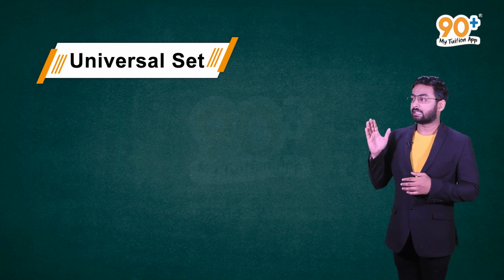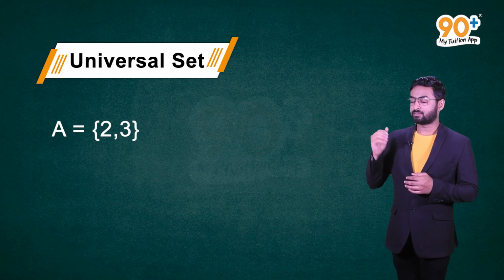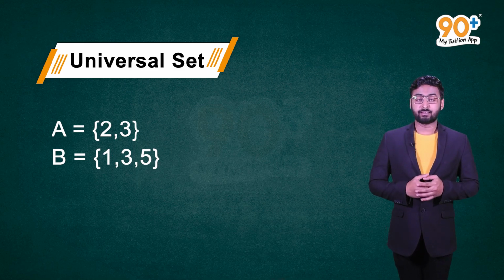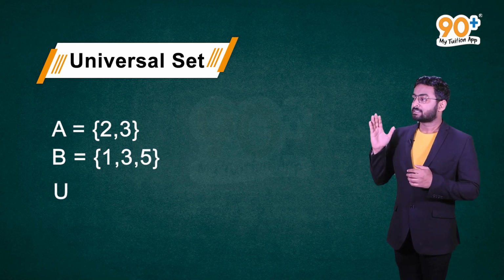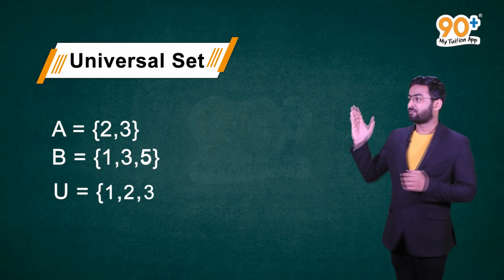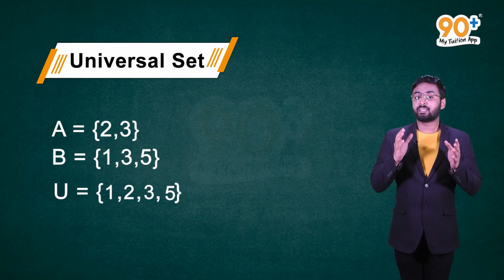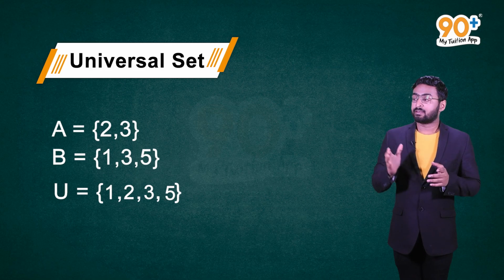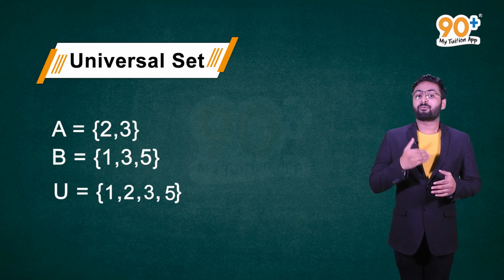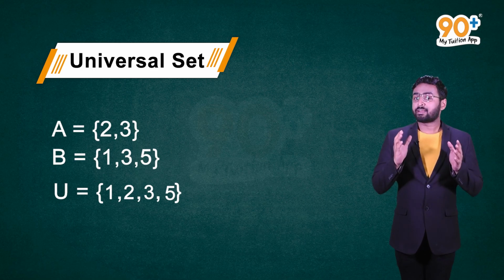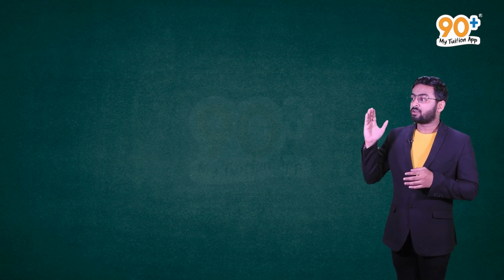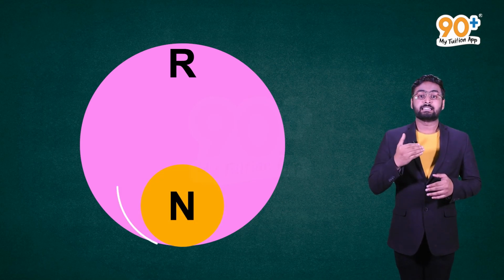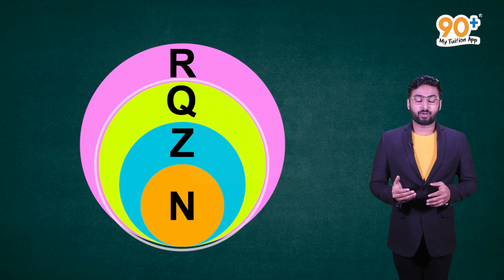Consider two sets. A is equal to set {2, 3} and B is equal to set {1, 3, 5}. Then the universal set will be the set {1, 2, 3, 5}. We can see that the universal set consists of all the elements of subsets. Here A and B are the subsets of the universal set. Another example is the set of all real numbers is the universal set for the set of all natural numbers, the set of all integers and the set of all rational numbers.